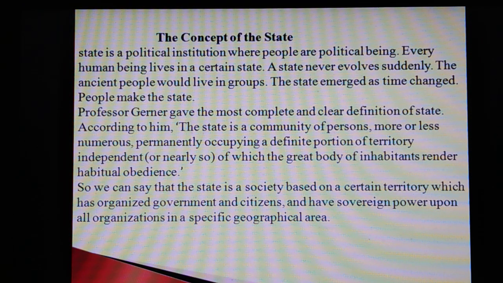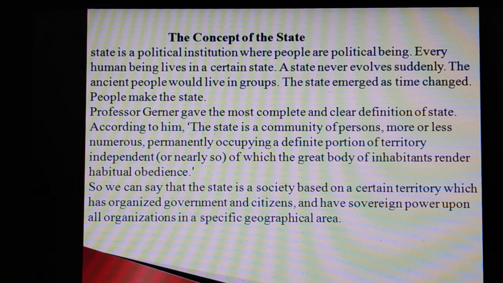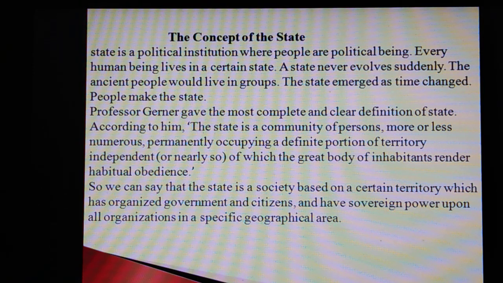Concept of state. State is a political institution where people are political beings. Every human being lives in a certain state. A state never evolves suddenly. The ancient people would live in groups. The state emerged as time changed. People make the state.